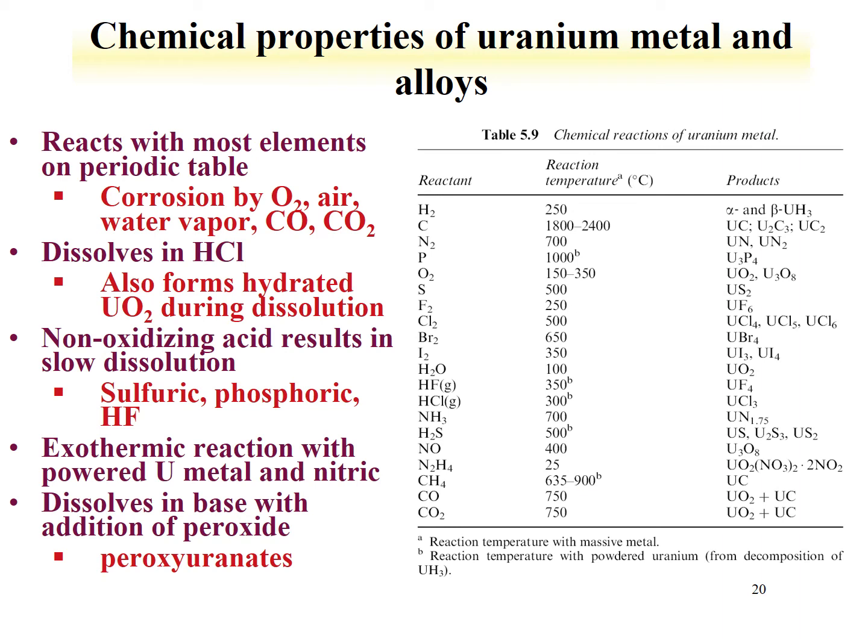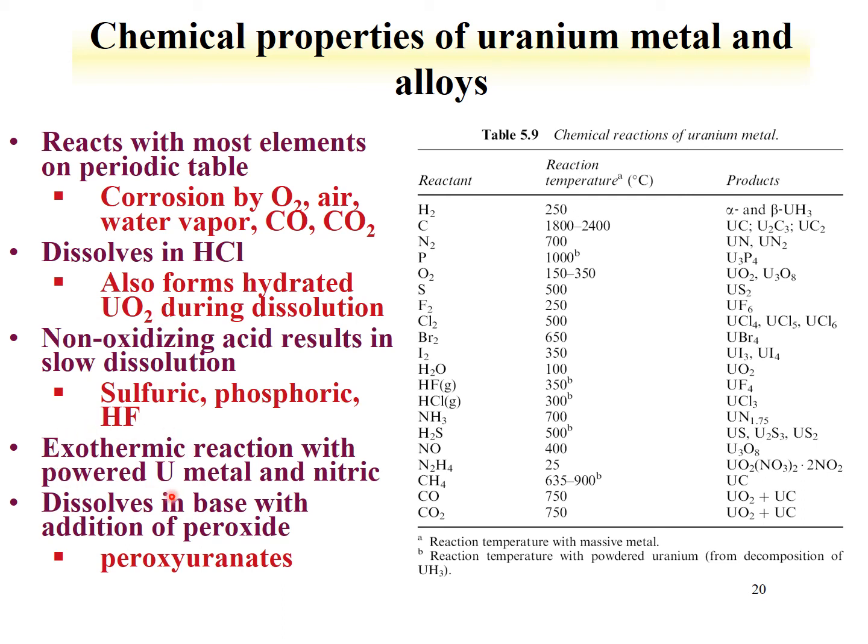The chemical properties of uranium metal and its alloys are listed here. Uranium metal reacts, and you can form alloys or intermetallics with a lot of the elements on the periodic table. The metal itself can be corroded by air, water, even under elevated temperature with carbon monoxide. This often means that if you store uranium metal, you store it under oil, so it prevents air interactions. The metal dissolves in HCl, and non-oxidizing acids can result in slow dissolution.